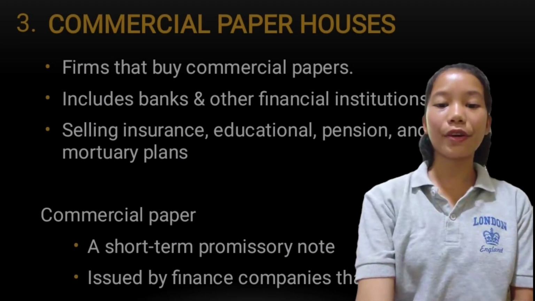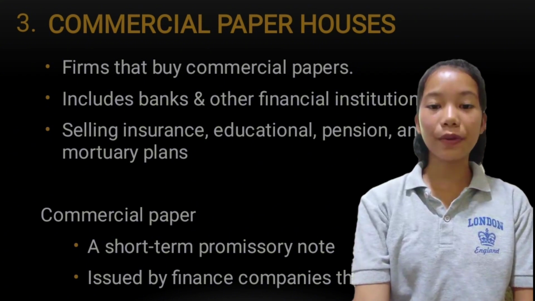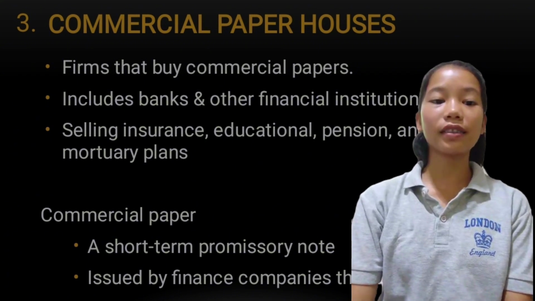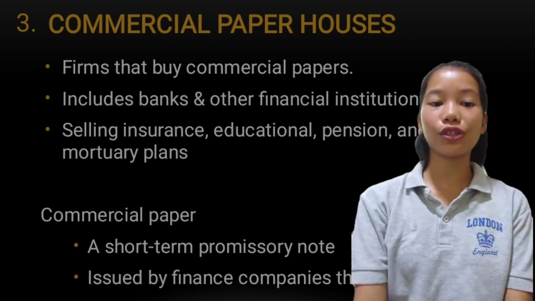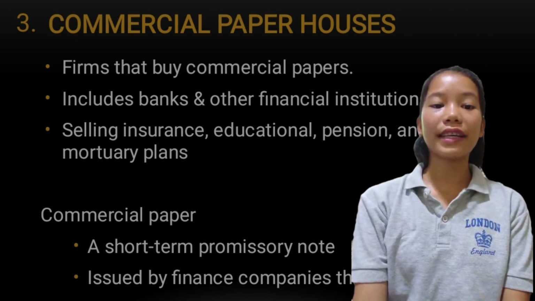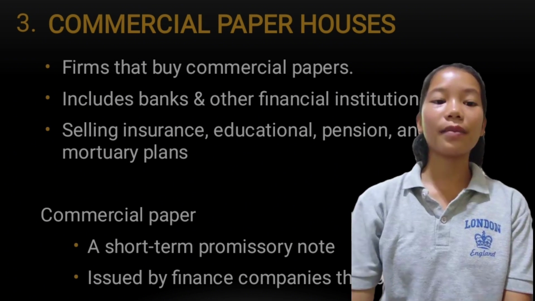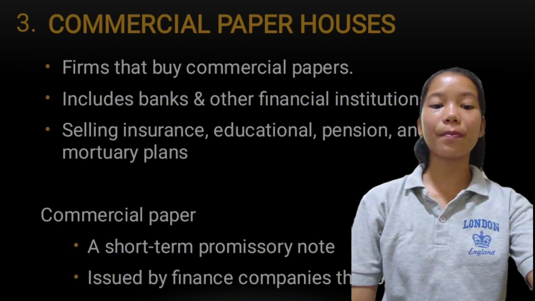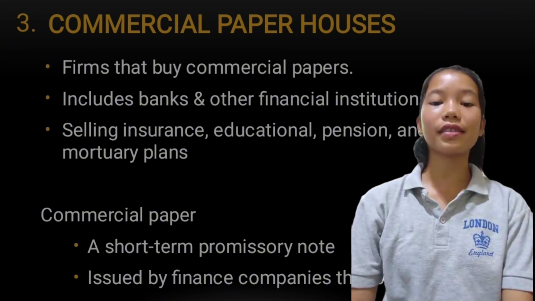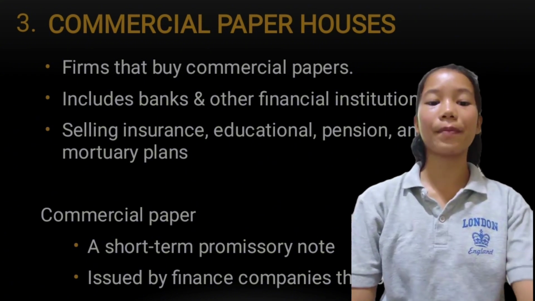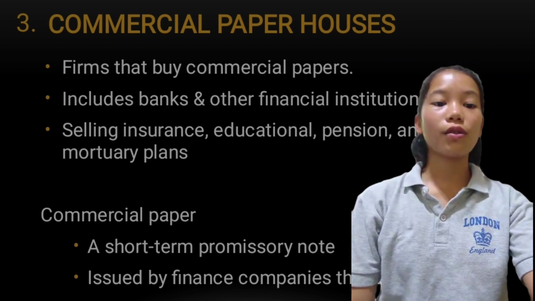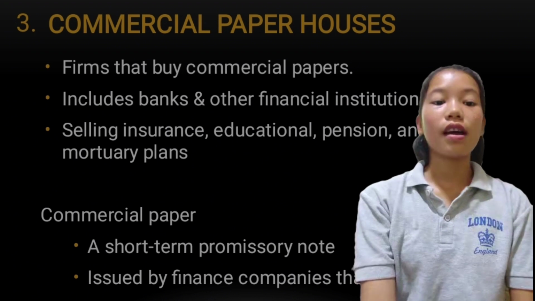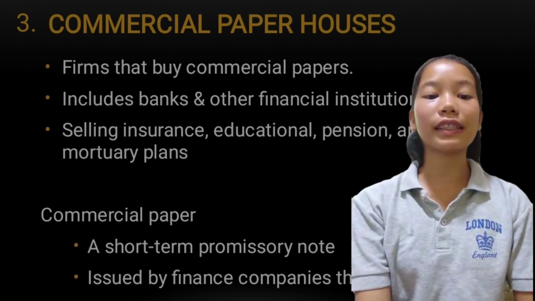The commercial paper houses, firms that buy commercial papers, include banks and other financial institutions selling insurance, educational, pension, and mortuary plans. So, firms that buy commercial papers are the mutual funds, banks, insurance companies, and pension funds. Commercial paper is short-term promissory notes issued by finance companies that borrow funds.